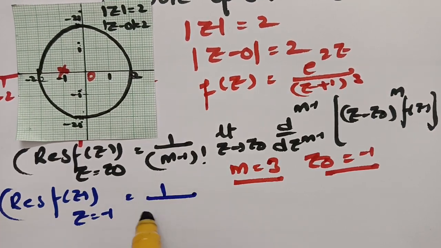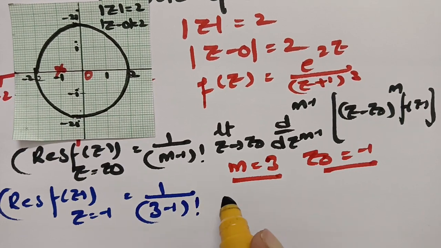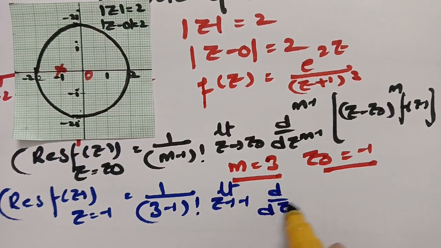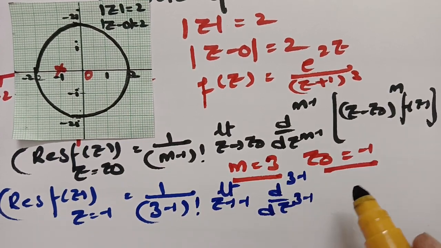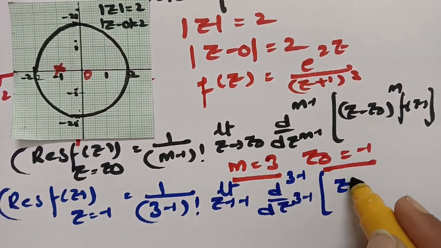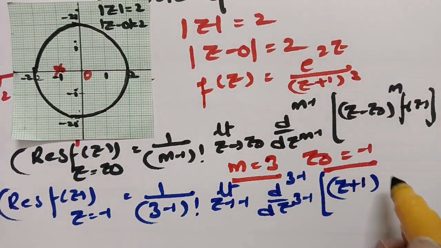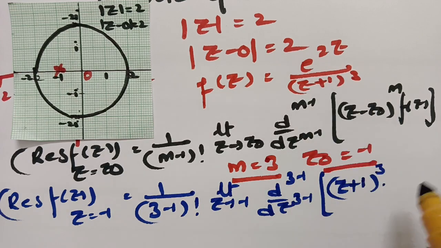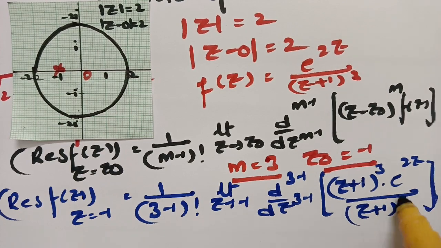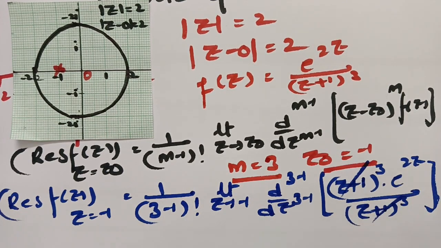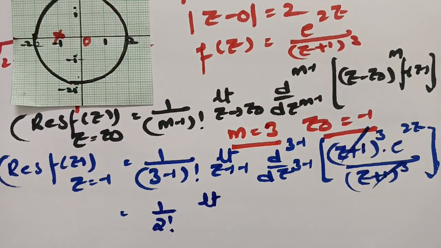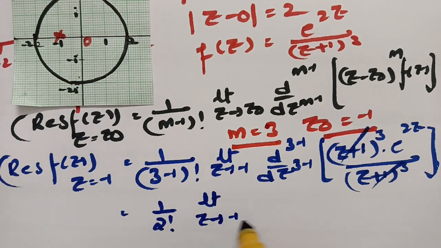The residue of f of z at z equal to minus 1 is 1 by (3 minus 1) factorial into the limit z tends to minus 1 of d by dz power 3 minus 1 into (z minus (minus 1)), that is (z plus 1) power m, where m is 3, into f of z, that is e power 2z by (z plus 1) whole cube. If I cancel this and substitute z equal to minus 1, before that we have to take the derivative. So this is 1 by 2 factorial, limit z tends to minus 1.